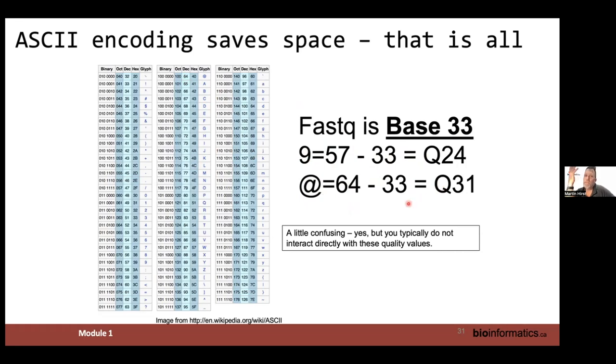So luckily, you will not likely have to do these conversions, but I did want to introduce this to you because you'll see these in your FASTQ file. And if you're ever wondering what they are, these are the base qualities for each of the bases as they come off.